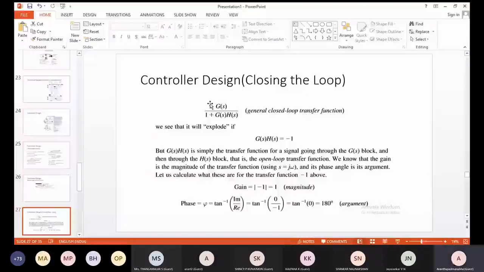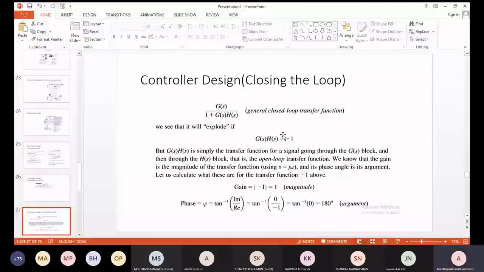So finally, in a nutshell, if you think that this is a closed loop transfer function and concentrate only on the denominator, you can see that whenever the denominator becomes 0, 1 over 0 is infinity. What will happen? It will explode. That means your system will explode if the denominator becomes 0. The denominator becomes 0 when g of s into h of s becomes -1. So this is the crux of the entire control system problem.